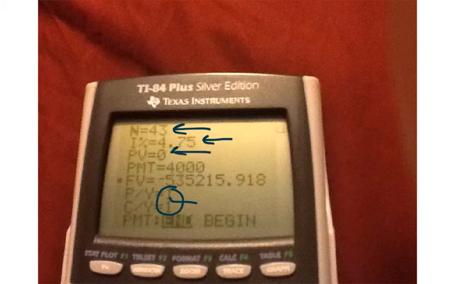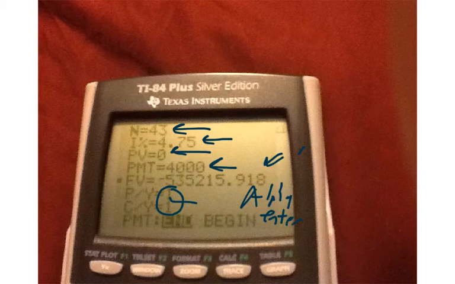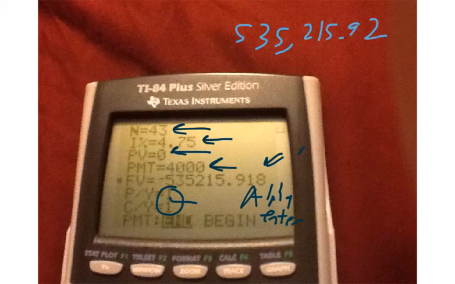I start out with 0, and then I get 4,000. Now, to get this number here, once again you hit alpha, enter, and that's going to tell you how much money you have. So if you're able to save $4,000 a year and put it in at the end of the year, at the end of the day you will have $535,215.92.